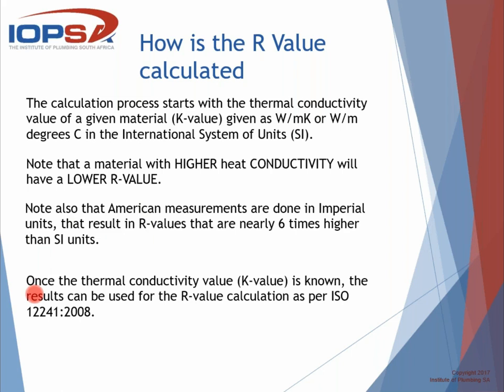I'm going to skip this third paragraph and go to the fourth one quickly. Once the thermal conductivity or K value is known, the results can then be used to input into a calculation to calculate the R value as per the following test. Once you have the thermal conductivity of a material and you know how fast heat travels through it, you can then easily use that info to calculate the resistance value. And that's just an R value to simplify things.